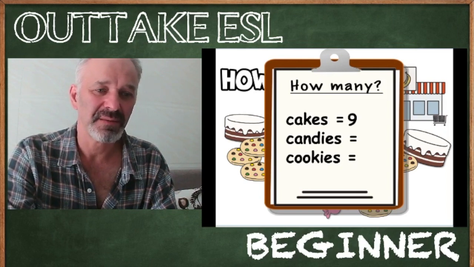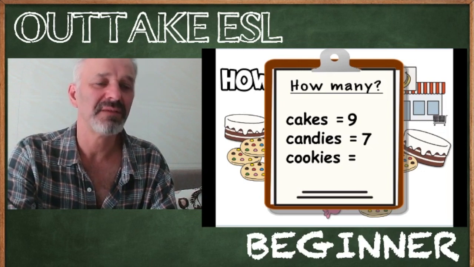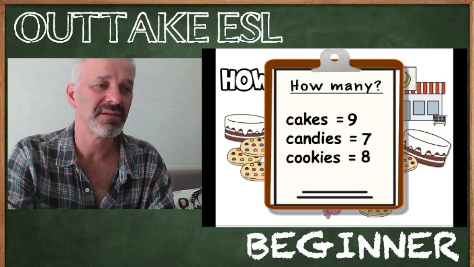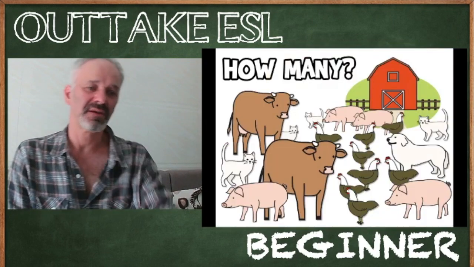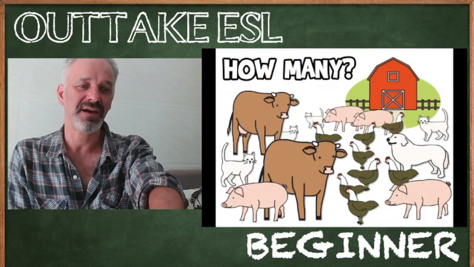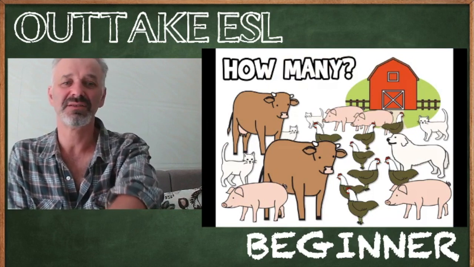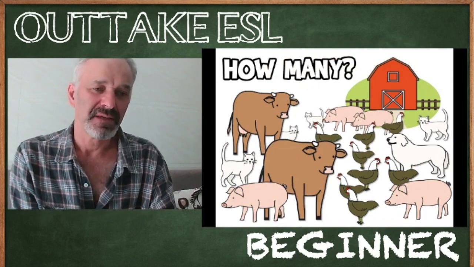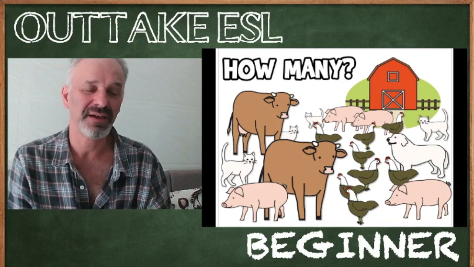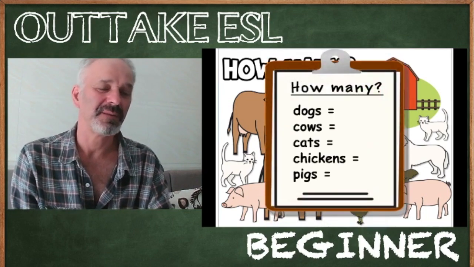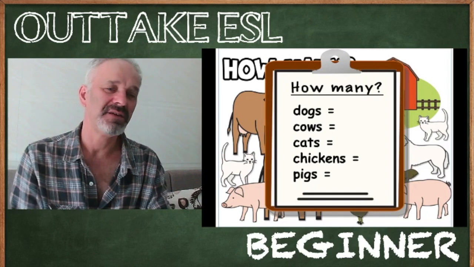9 cakes. How many candies? 7. Very good. How many cookies? 8. Very good. All right. So now they get the hang of the game, we're going to move into the next. All right, so I got cats, cows, pigs, chickens, and dogs. So how many? How many cows? How many cats? To start off, how many dogs? Anybody know?